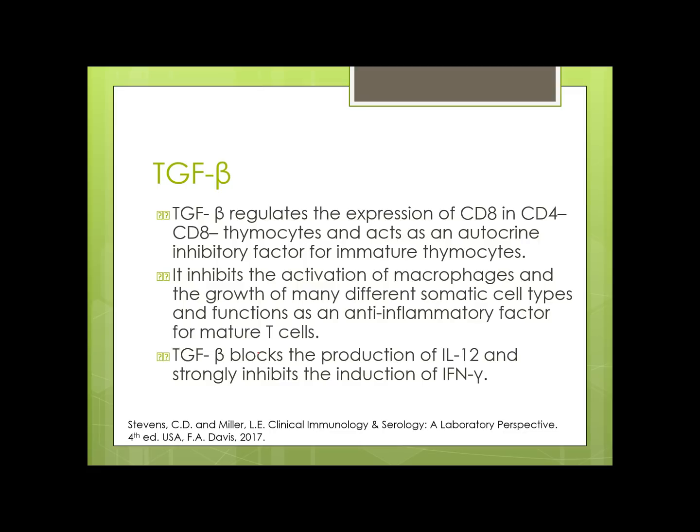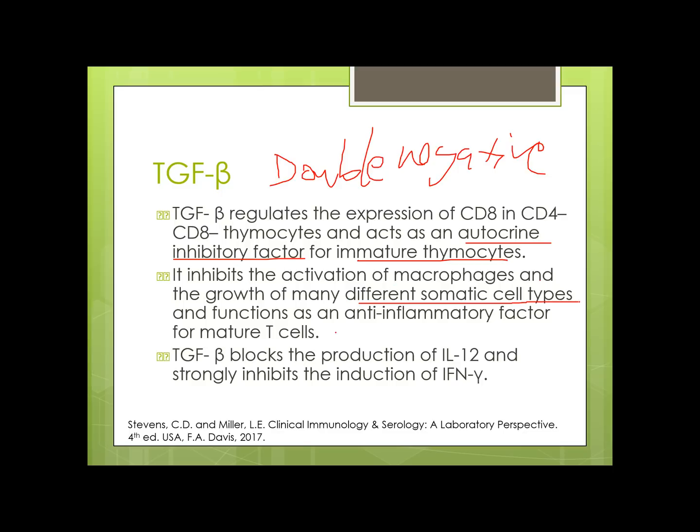Now, transforming growth factor beta would regulate the expression of CD8 and CD4 in CD4 negative, CD8 negative thymocytes and would act as an autocrine inhibitory factor for immature thymocytes. So it regulates the double negative thymocytes. It inhibits the activation of macrophages and the growth of many different somatic cell types. And it is also an anti-inflammatory factor for mature T cells. Transforming growth factor beta blocks the production of interleukin 12 and strongly inhibits the induction of interferon gamma. Please take note of that.